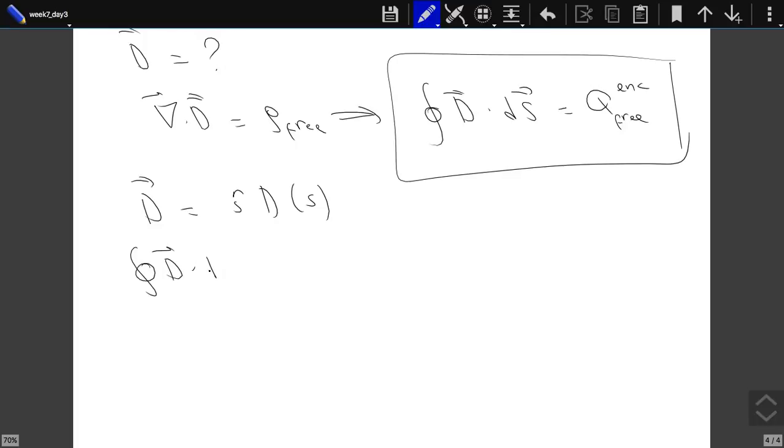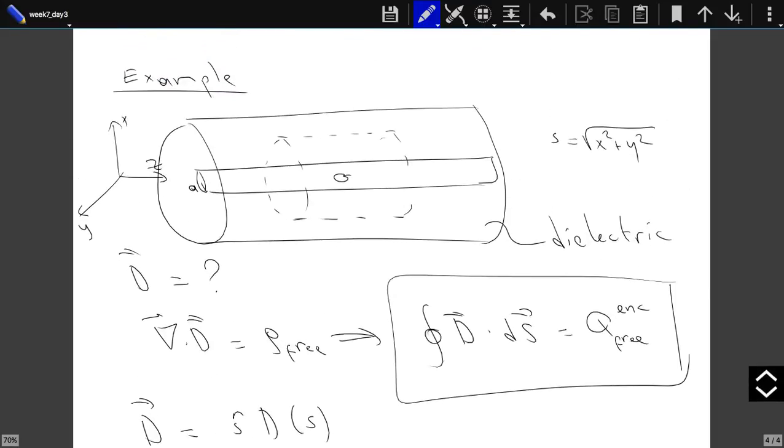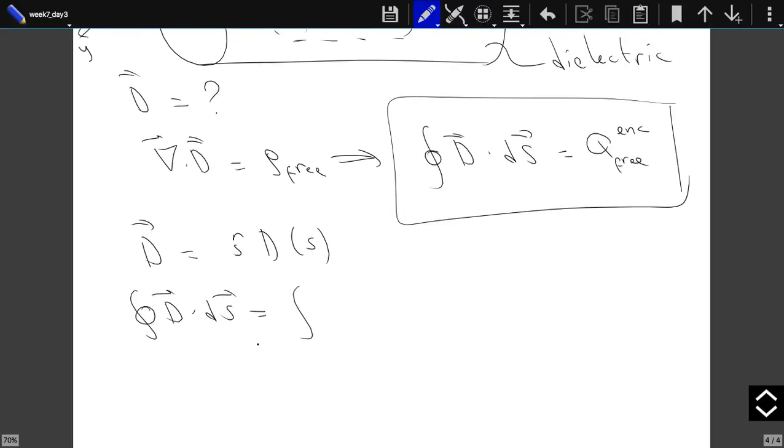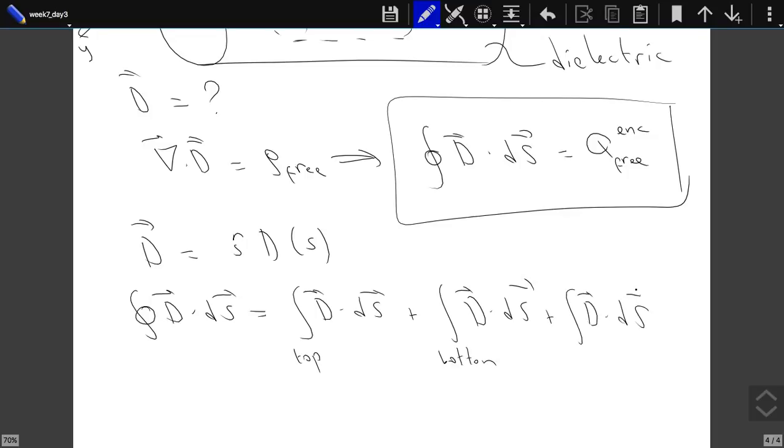Now we can separate this integral into three parts. Well, this is our Gauss surface, the dashed line. It is outside the inner conductor, but it can be inside the dielectric or outside the dielectric. We don't even need to know that. Now this will be the integral of D dot dS over the top, the integral of D dot dS over the bottom, and the integral of D dot dS over the side of my cylinder.